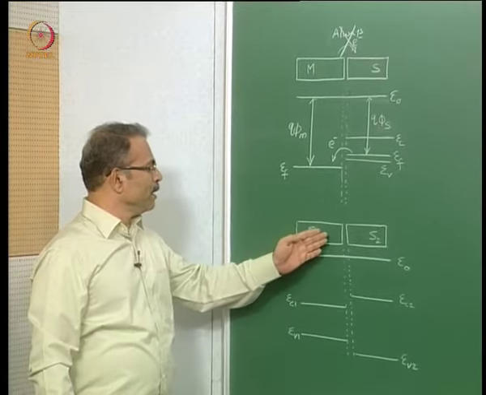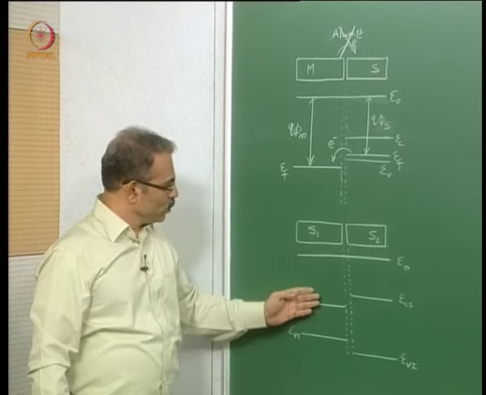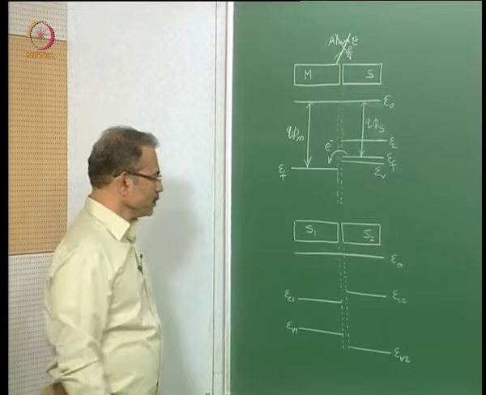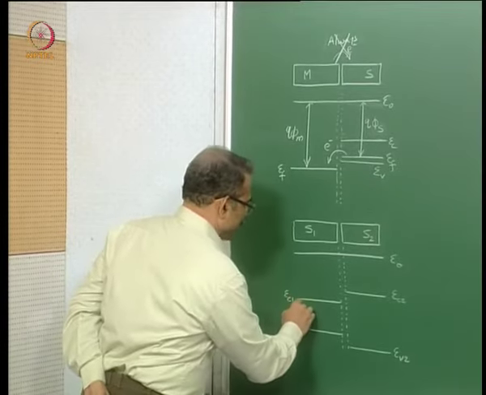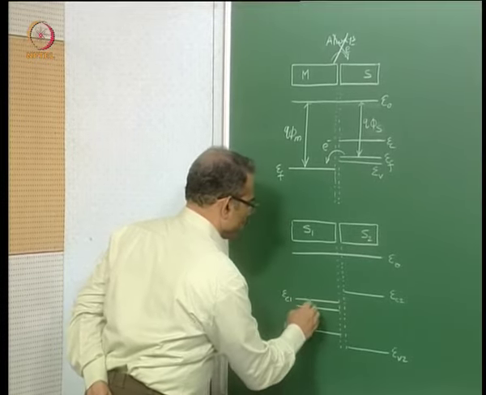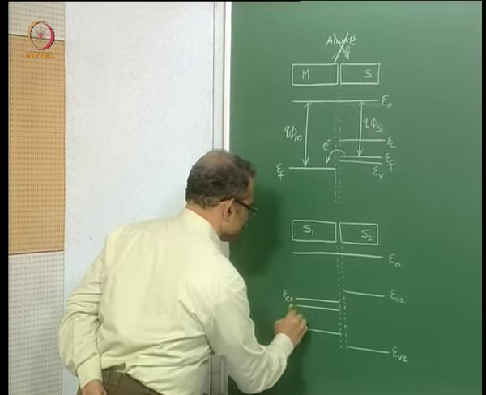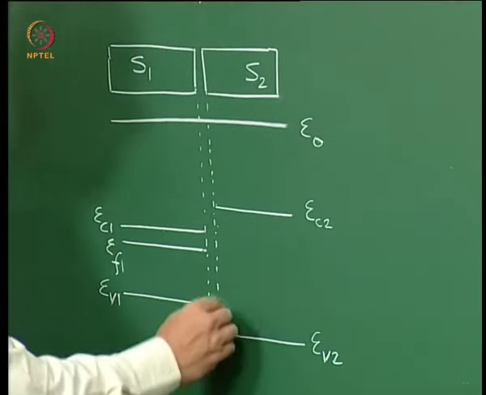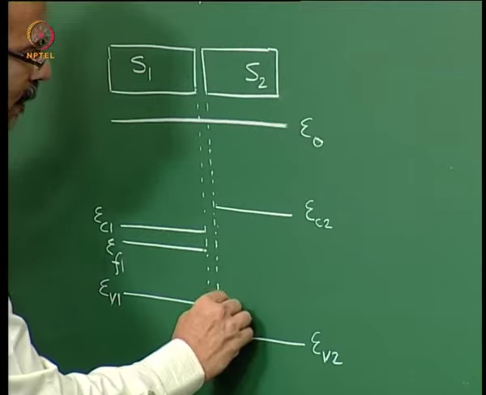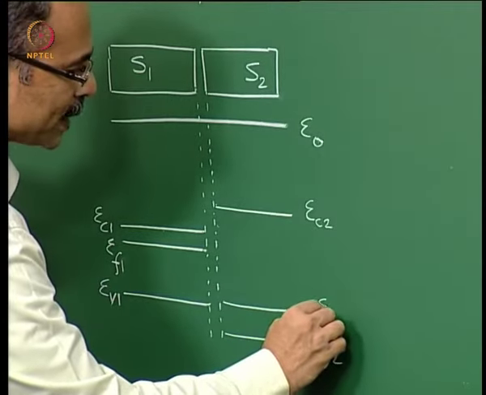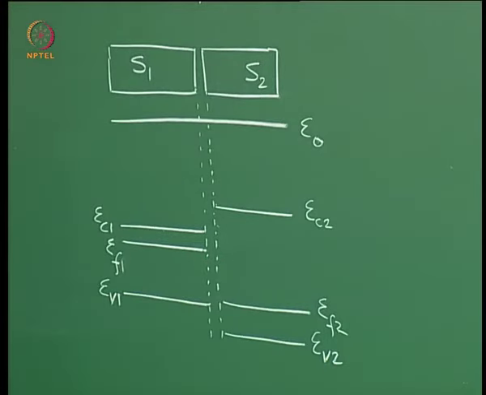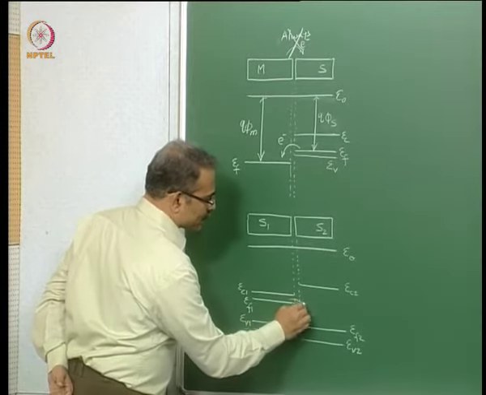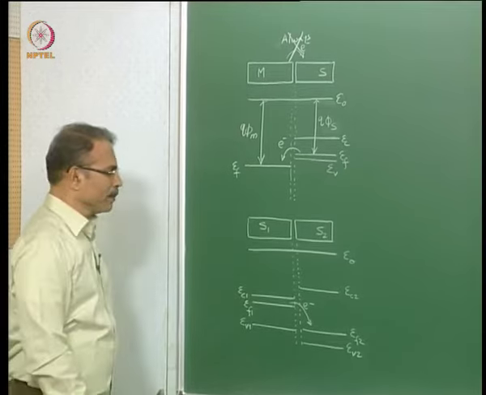So here is an example of two semiconductors. This side is lower band gap and this side is higher band gap. Suppose this side is N type, so your Fermi level is here, and this side is p type, so your Fermi level is closer to the valence band edge. Now the electrons will be transferred in this direction based on the Fermi level.